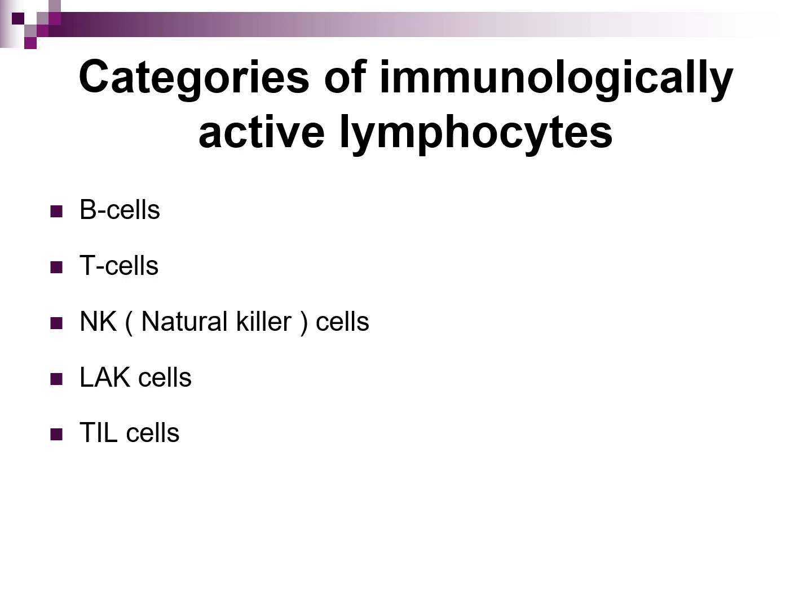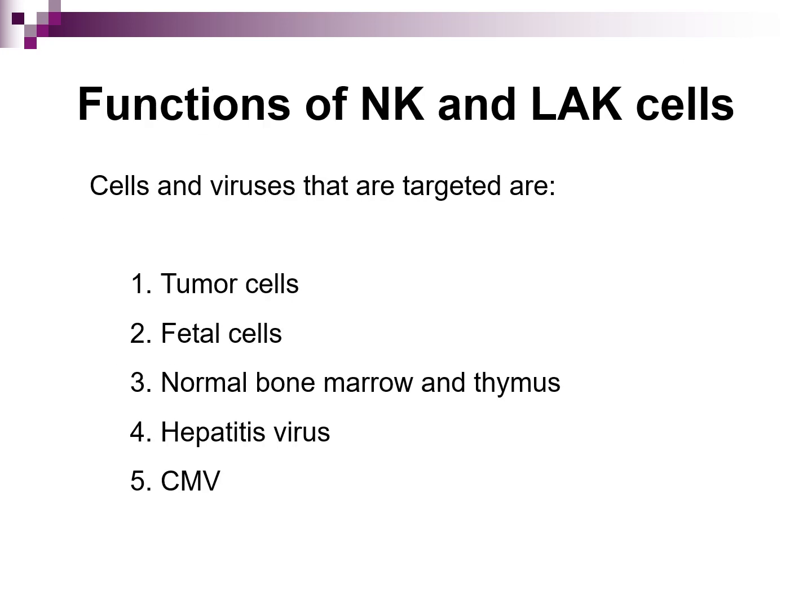Then we've got our natural killer cells. They represent about 5 to 10% of lymphocytes, and they secrete interleukin-2. We've got the lymphokine activated cells, and then we have the tumor infiltrating cells. Cells and viruses that are targeted by natural killer cells and LAK cells would be tumor cells, fetal cells, normal bone marrow and thymus cells, the hepatitis virus, and cytomegalovirus.